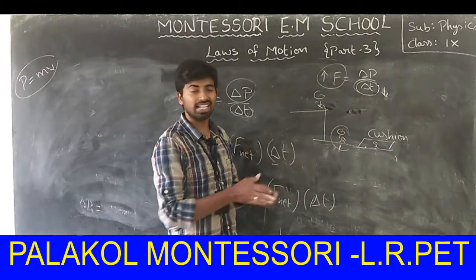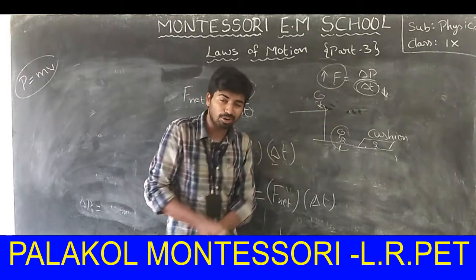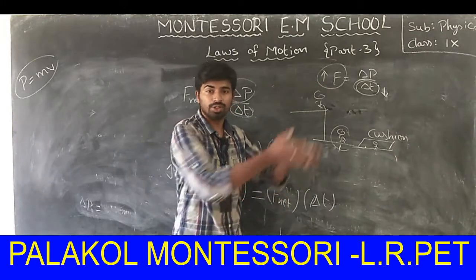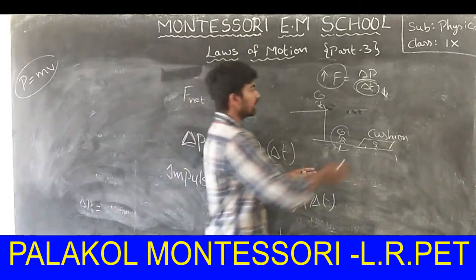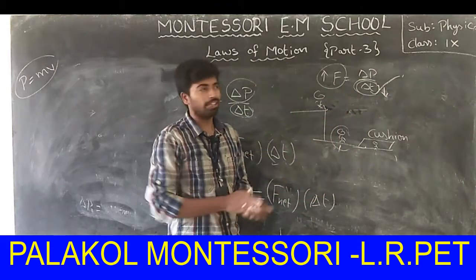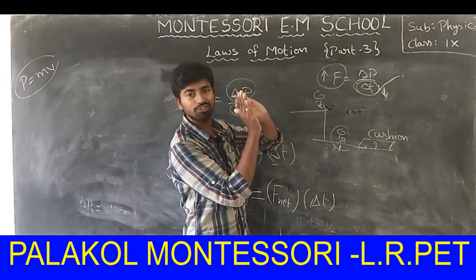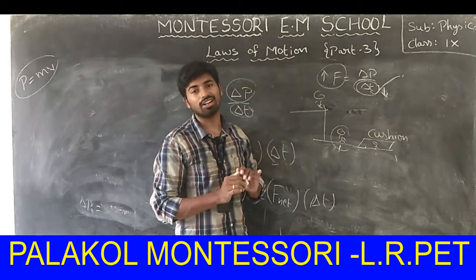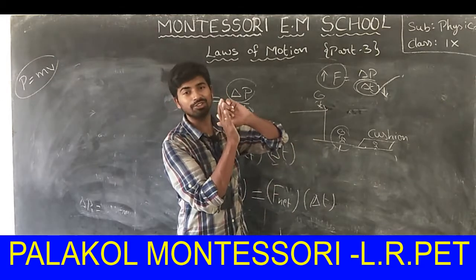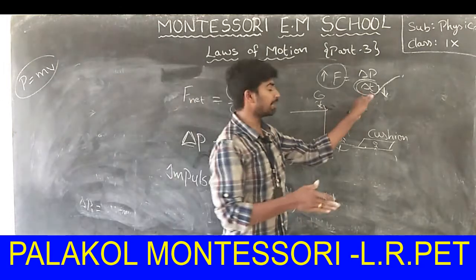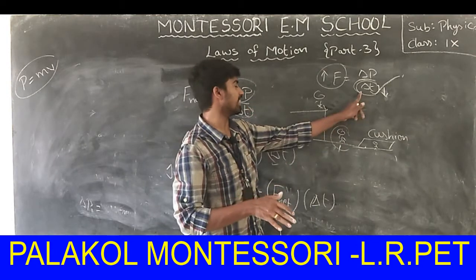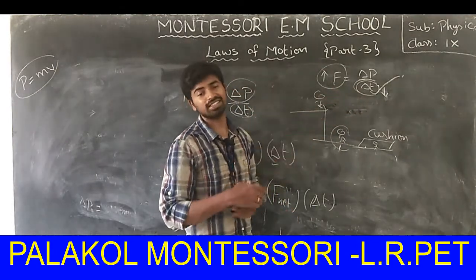Whenever you catch a cricket ball, you drag your hand in the backward direction. Why? Because you are increasing the time of contact. If you increase this delta t value, you will experience less force. If you catch the object abruptly, it will impact you a lot. Why? Because if you don't drag your hand backward, the time of contact to stop the object is very small, and then you experience a greater force.